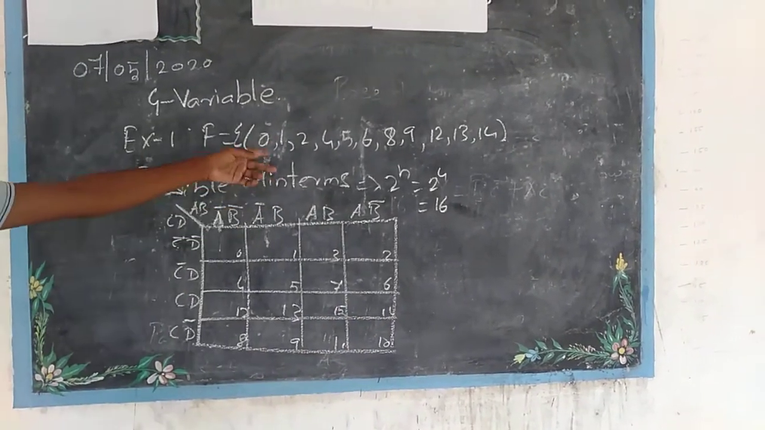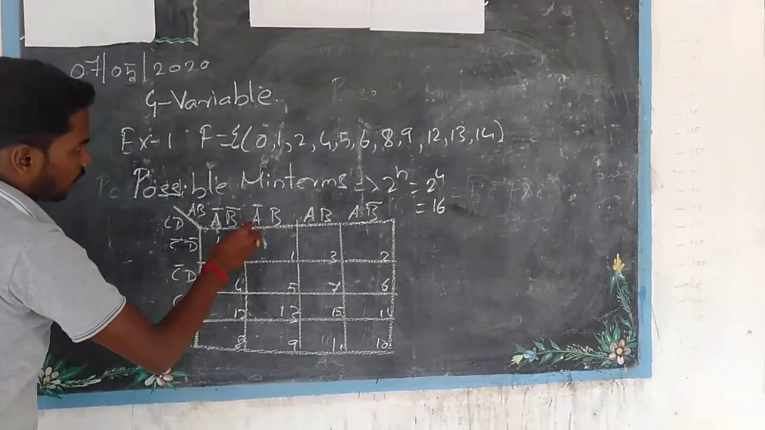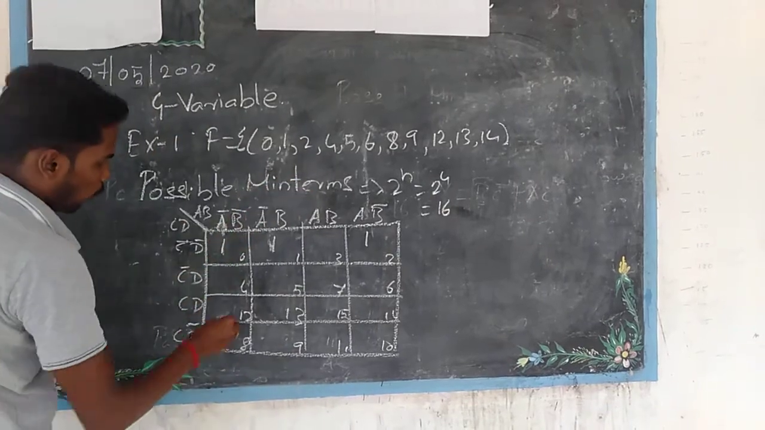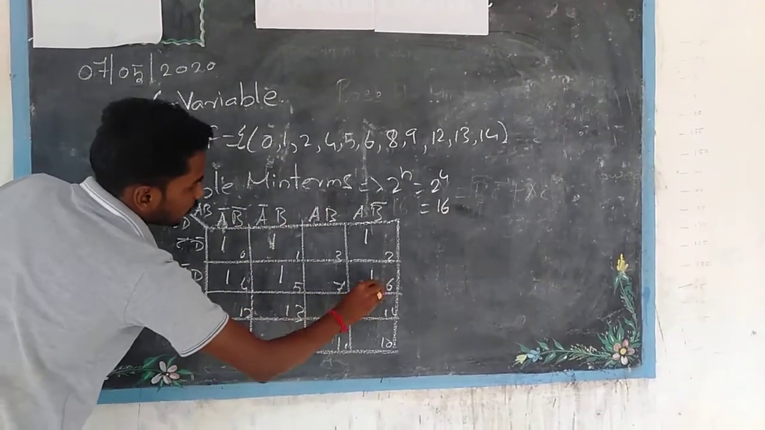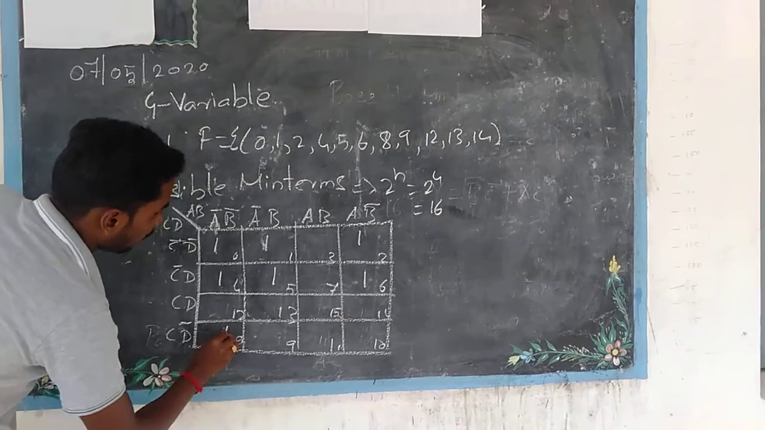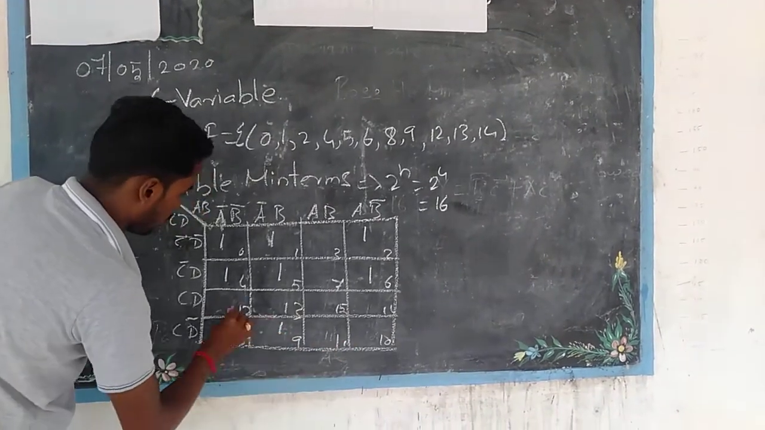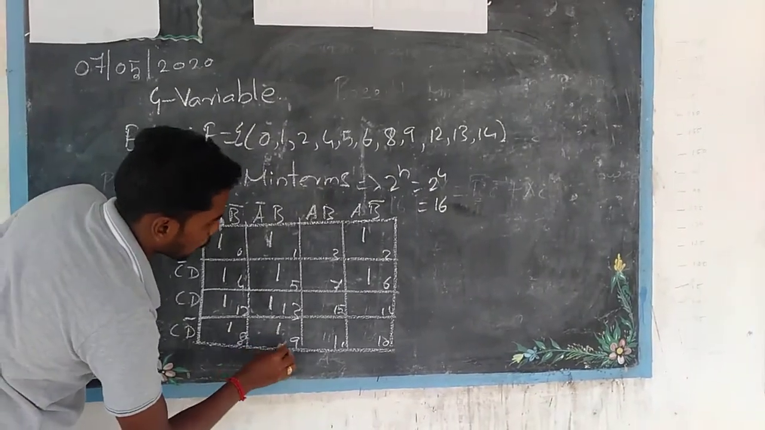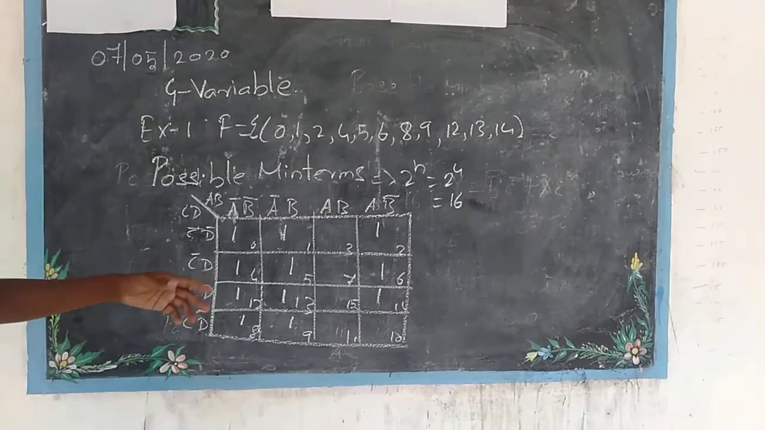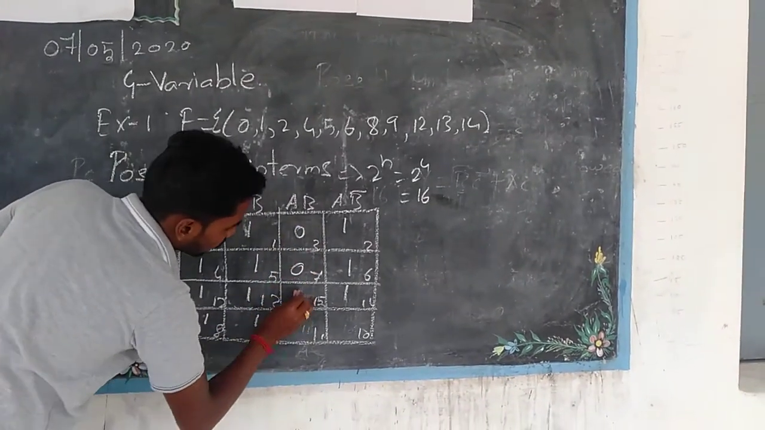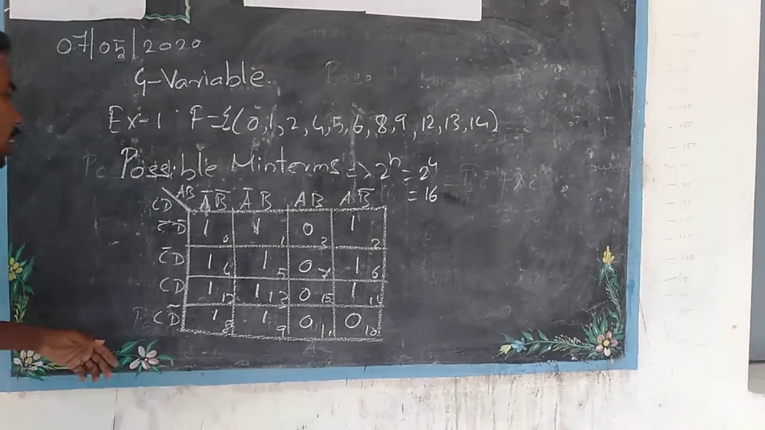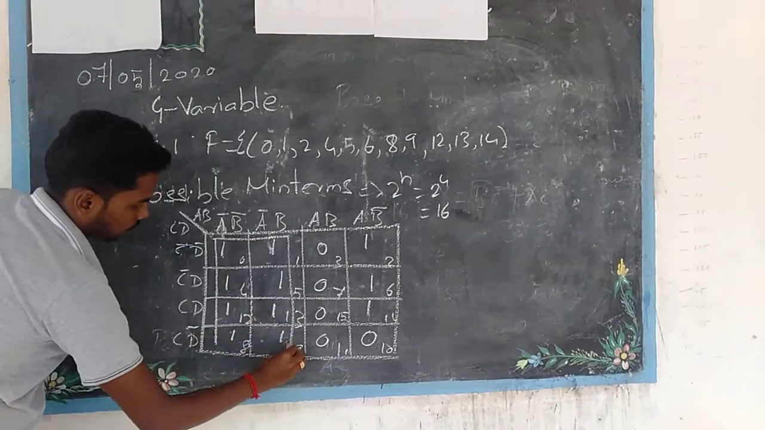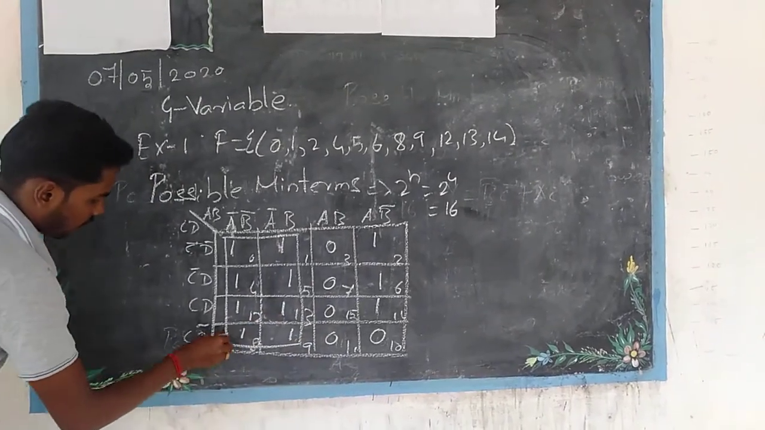In this problem, given minterm 0, we put 1; for 1, put 1; for 2, put 1; then 4, 5, 6, 8, 9, 12, 13, 14. The remaining terms we will put 0. Only one octal will be present here. It is the octal.